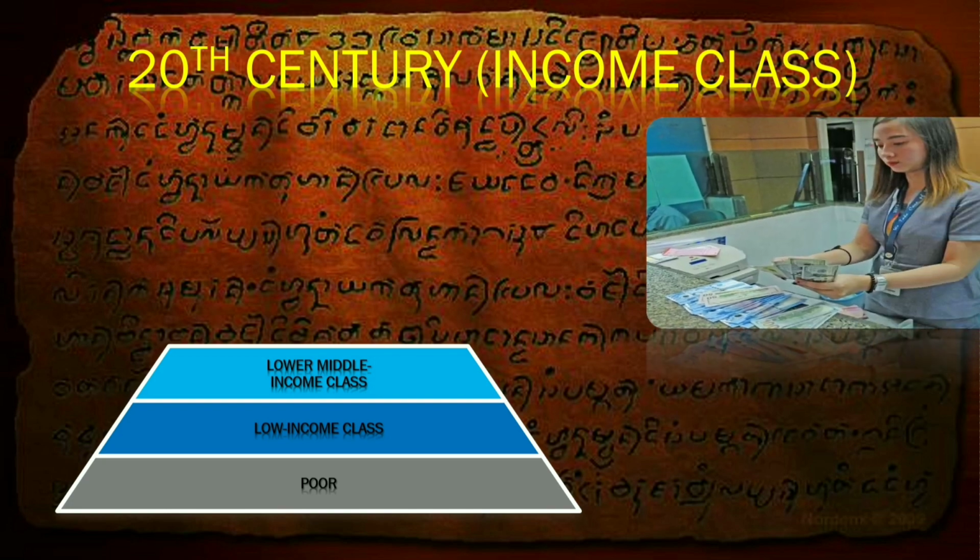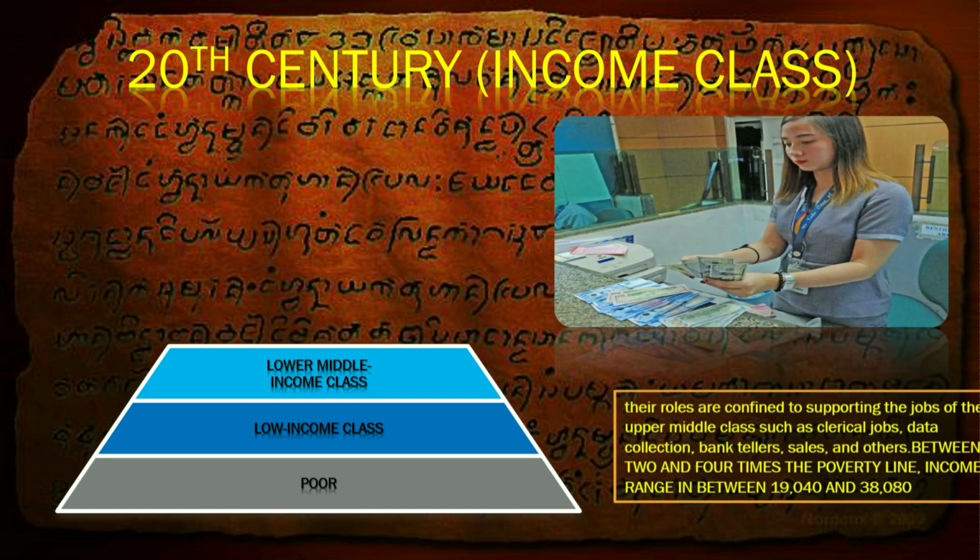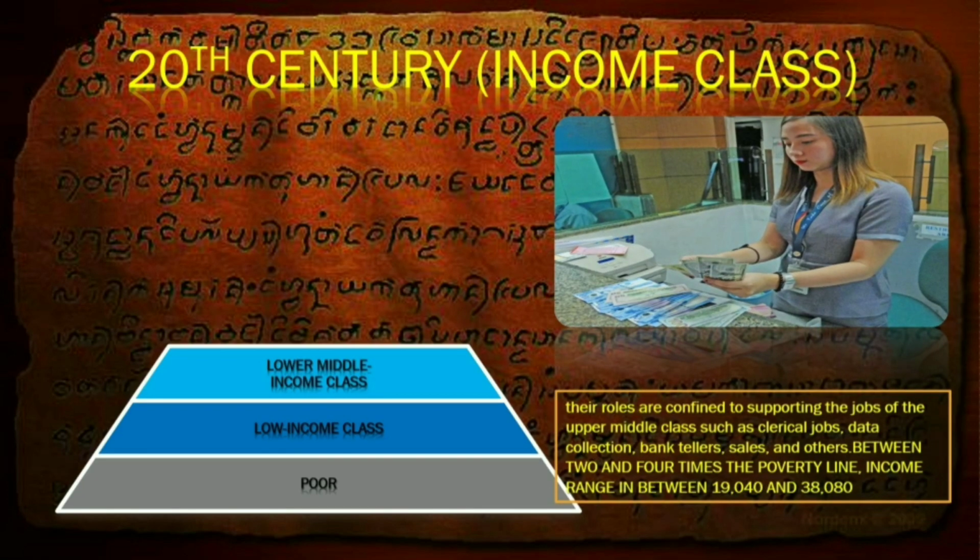Lower middle income class. The roles are confined to supporting the jobs of the upper middle class, such as clerical jobs, data collection, bank tellers, sales, and others. Between 2 and 4 times the poverty line, income range in between 19,040 and 38,080.